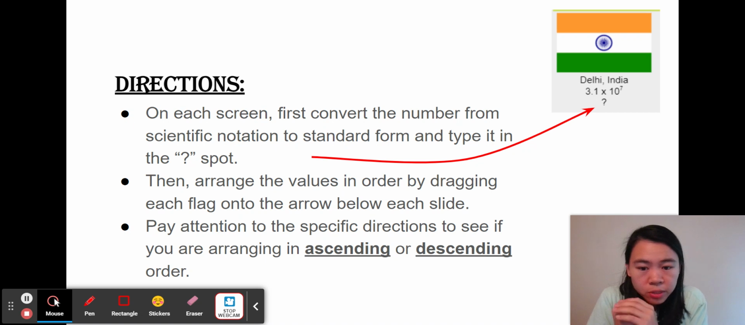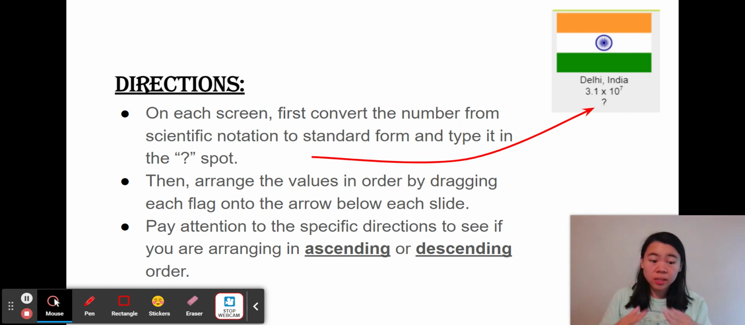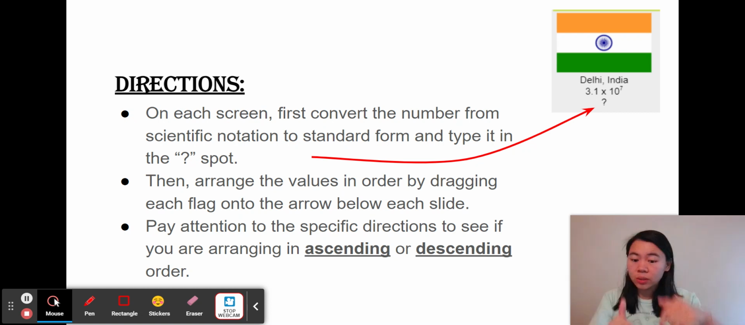First, convert the number from scientific notation to standard form and type it in the question mark spot. Then arrange the values in order by dragging each flag onto the arrow below each slide. Pay attention to the specific direction to see if you're arranging in ascending, going up, or descending, going down order.